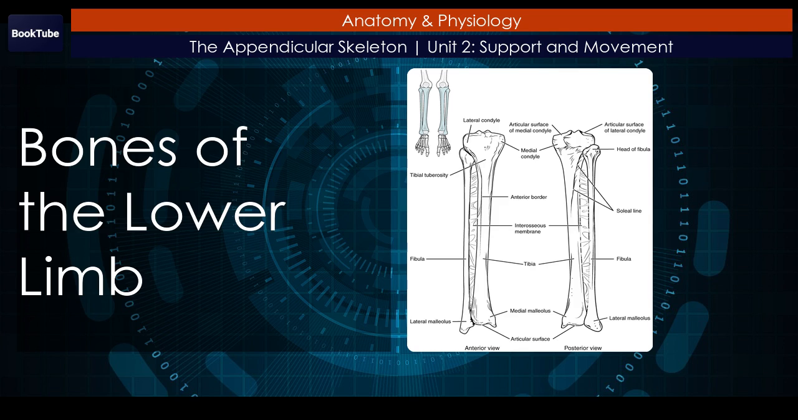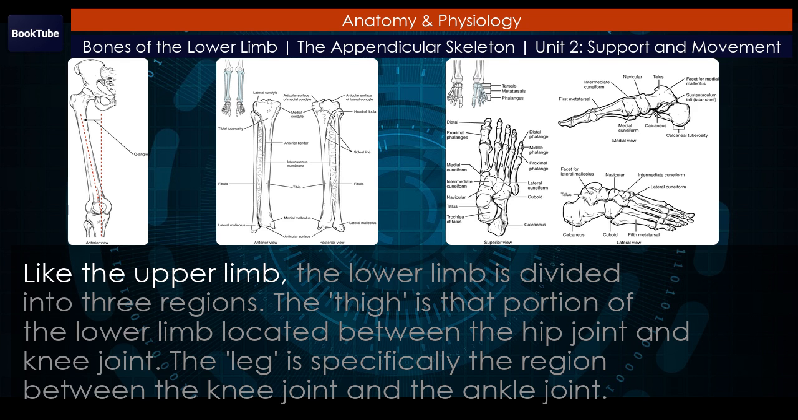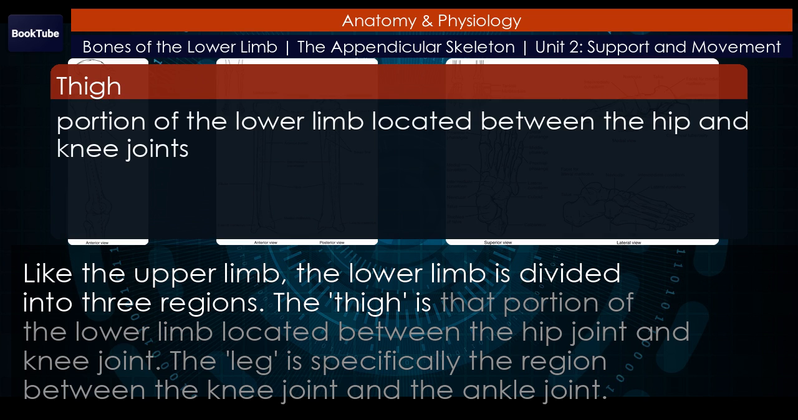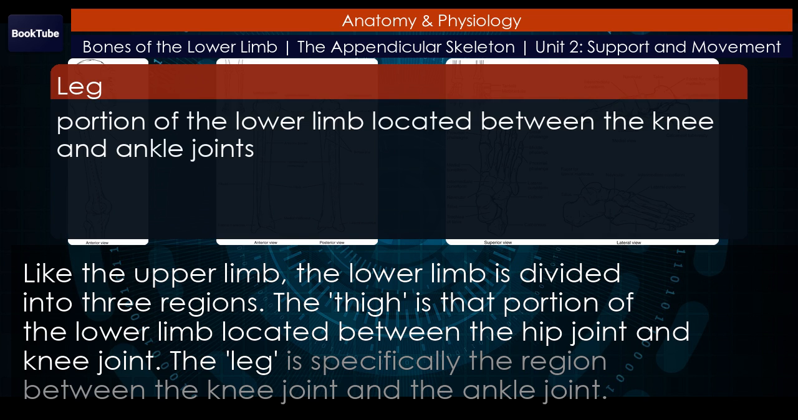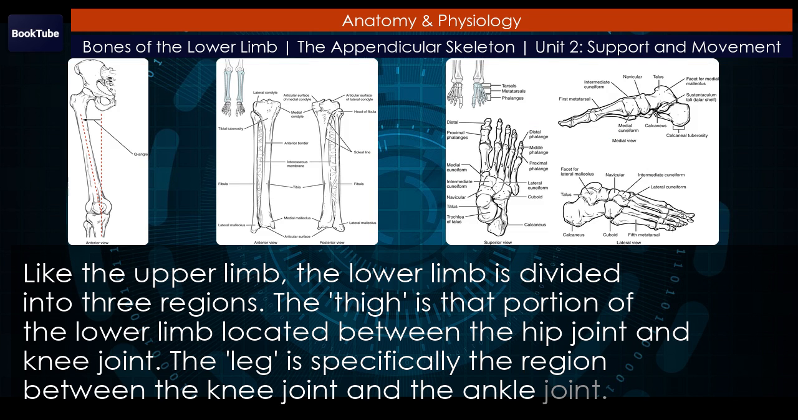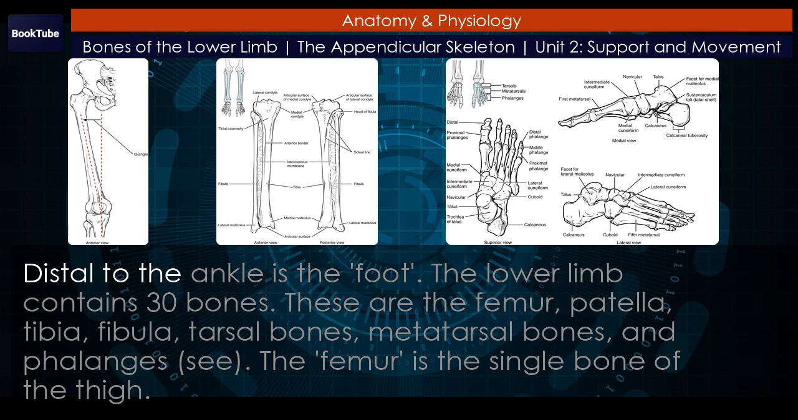Bones of the lower limb. Like the upper limb, the lower limb is divided into three regions. The thigh is that portion of the lower limb located between the hip joint and knee joint. The leg is specifically the region between the knee joint and the ankle joint. Distal to the ankle is the foot.